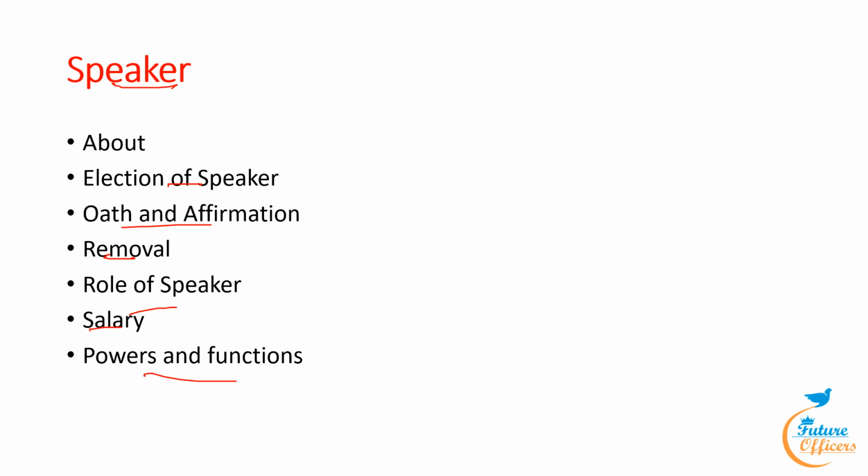Now, what are their powers and functions? They maintain order and decorum in the House. They are also the final interpreter of the provisions of the Constitution of India, the rules of procedure and conduct of business of Lok Sabha, and parliamentary proceedings. They adjourn the House and suspend the meeting in the absence of a quorum. They do not vote in the first instance, but they can exercise a casting vote in case of a tie. They preside over the joint sitting of the two Houses of Parliament.